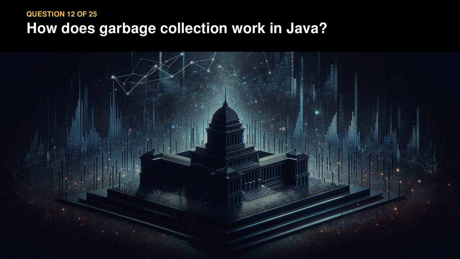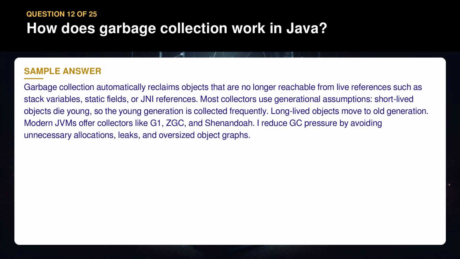Question 12. How does garbage collection work in Java? Garbage collection automatically reclaims objects that are no longer reachable from live references such as stack variables, static fields, or JNI references. Most collectors use generational assumptions. Short-lived objects die young, so the young generation is collected frequently. Long-lived objects move to the old generation. Modern JVMs offer collectors like G1, ZGC, and Shenandoah. I reduce GC pressure by avoiding unnecessary allocations, leaks, and oversized object graphs.